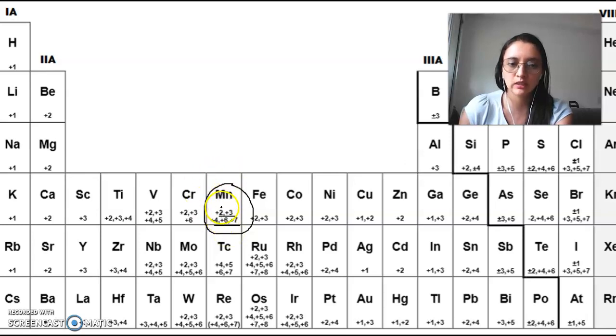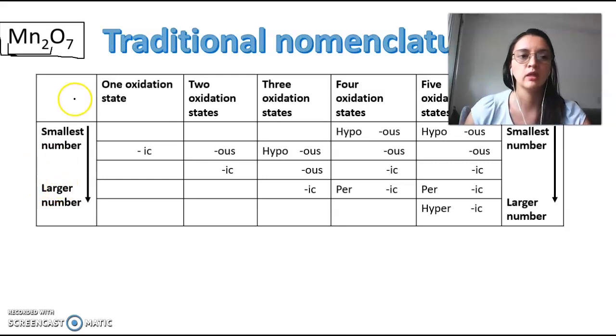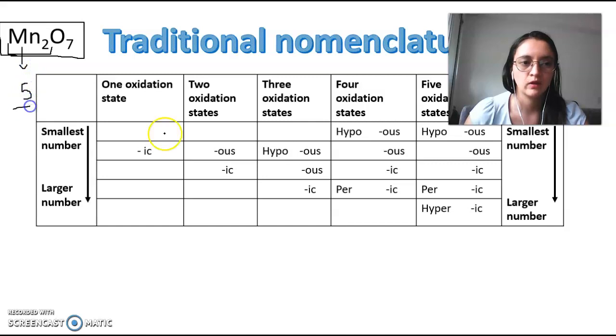We look for the element, and depending on how many oxidation states it has, we will look for prefixes and suffixes. If it's, for example, nickel, it has 2 oxidation states. If it's zinc, it only has 1 oxidation state. So depending on the amount of oxidation states that the element has. So let's go back to the table. We have determined that manganese has 5 different oxidation states. So we need to go to the last column that says 5 oxidation states. And then these are the prefixes and suffixes that we are going to need in order to name this compound.